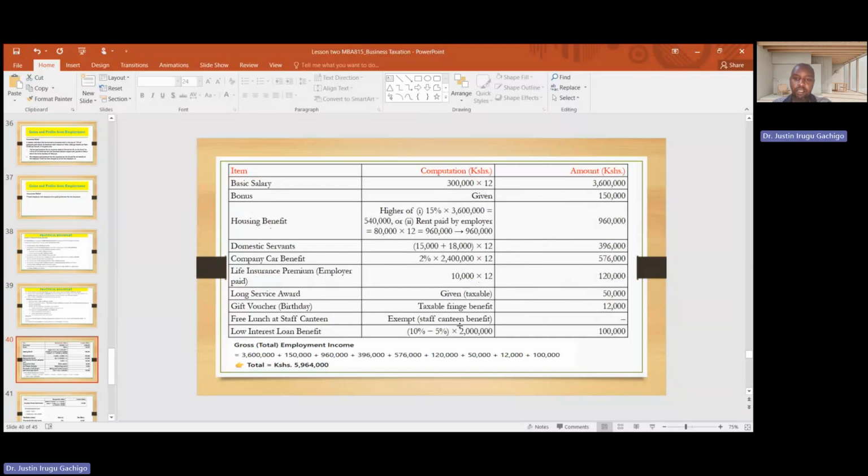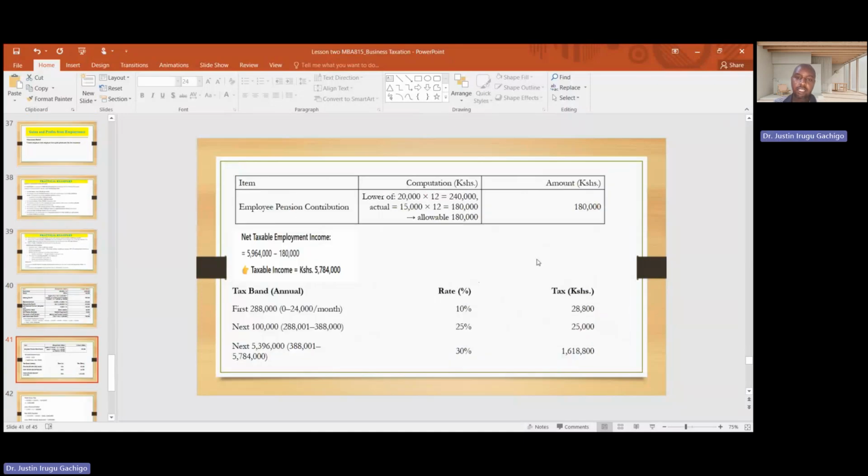Lunch is exempt because it is from the staff canteen. The low interest loan, remember we said, is the difference between the commissioner prescribed rate and the actual rate. So it is 5% times the amount, which is 100,000. So the gross or total employment income gives 5.9 million. Then here you need to deduct the pension. So the pension, we said, is the lower of, remember these are the deductions, now you should less, the lower of 30,000.